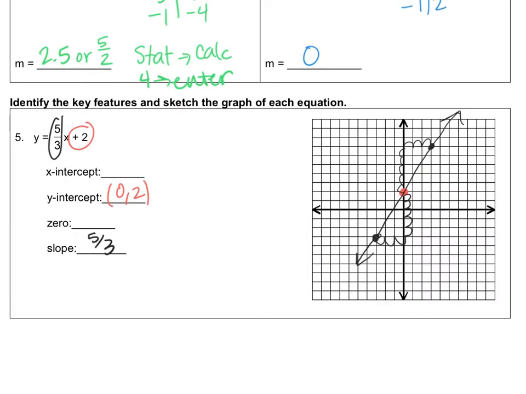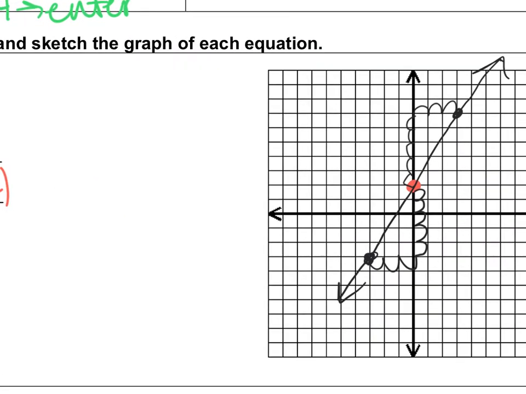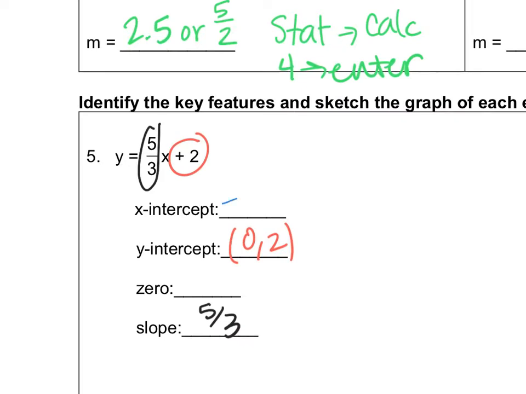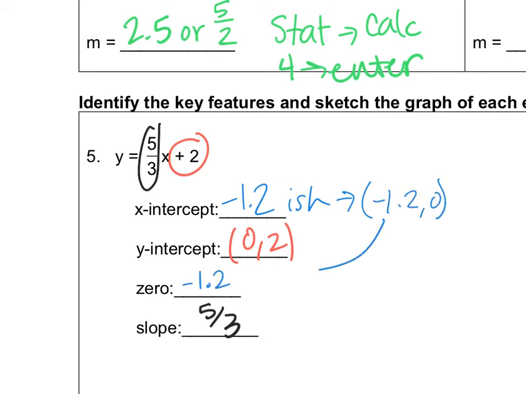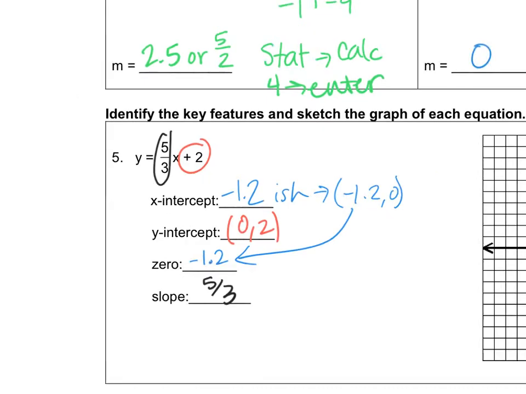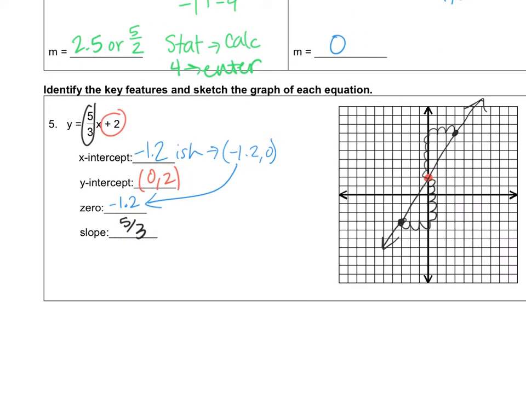Now my x-intercept and my zero are closely related. This x-intercept looks like it's about -1.2. This is just an example. So when we write it, we write (-1.2, 0), and then the actual zero is just that number with no point attached. So remember that your y-intercept and your slope can be seen directly from the equation, but your x-intercept and your zero come after you've graphed it.